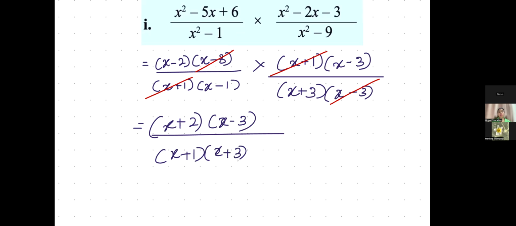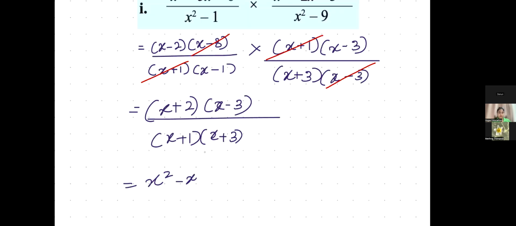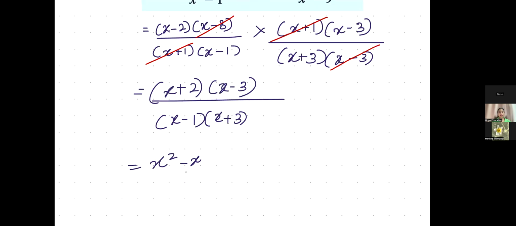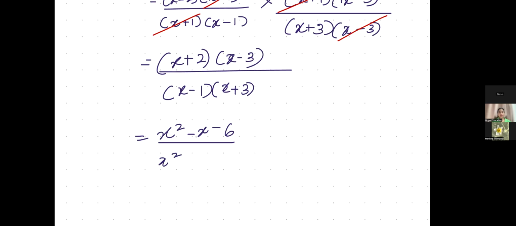Okay. If you want to simplify further, after simplifying the brackets again, you can put x squared minus 2x plus 2x minus 3x is minus x. Oh, sorry, yes. Here x minus 1, no? You're right. And minus 6 below, x squared minus 1x plus 3x is plus 2x minus 3. You can leave it like this.